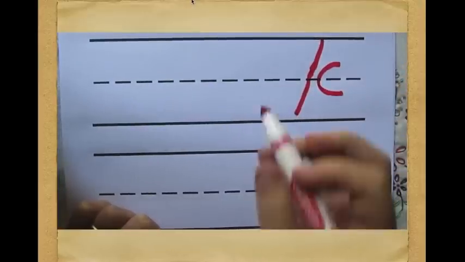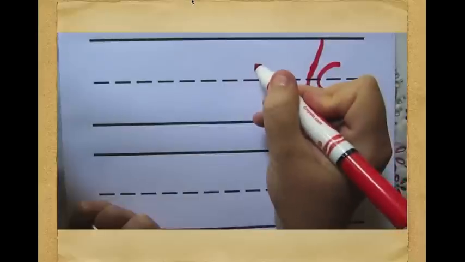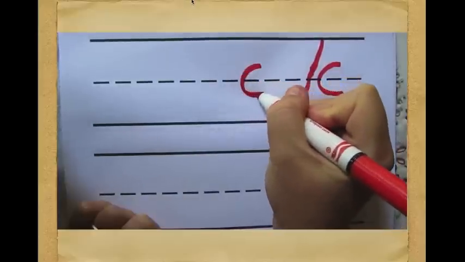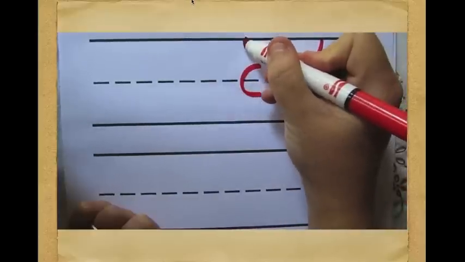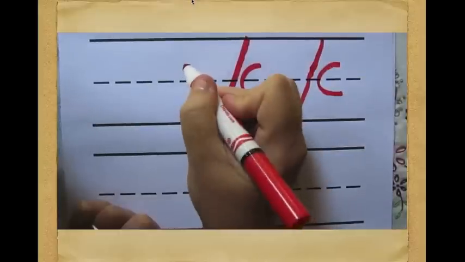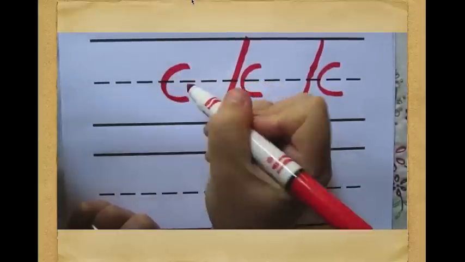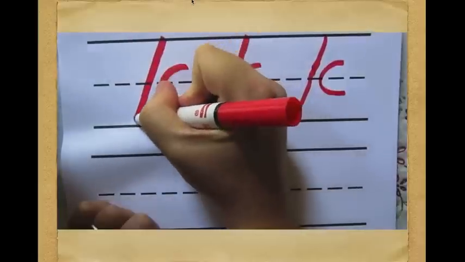All right, simple enough. Let's try another one. Remember to keep these close together so that they're not mistaken for two letters. Small letter C, diagonal line. There you have it. That's the Aleph.